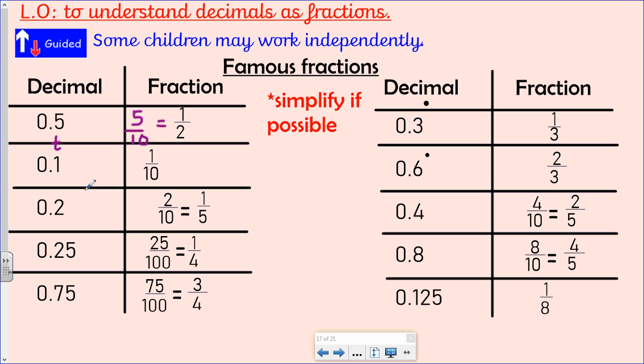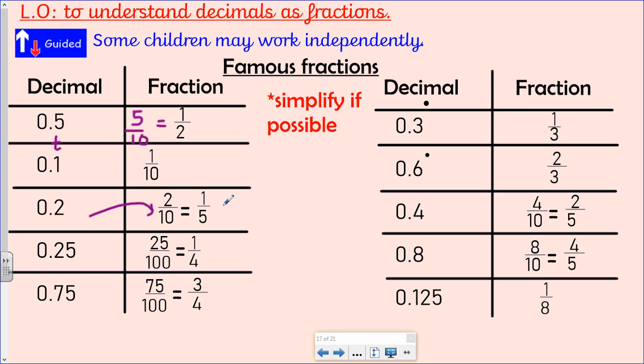0.2 is 2/10. 2 in the tenths column, so it's 2/10. Now, I did say I wanted that one simplifying, so hopefully you spotted. You can divide both of these numbers by 2. They're both even numbers. So 2 divided by 2 is 1, and 10 divided by 2 is 5. So 0.2 is the same as 1/5. Make sure you've jotted that down if you made a mistake there. That's a famous fraction. You need to be remembering that one.